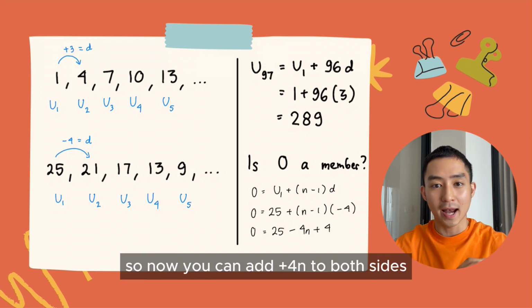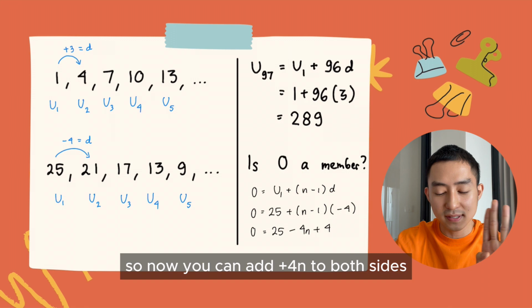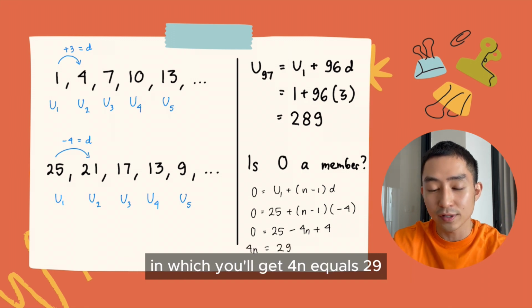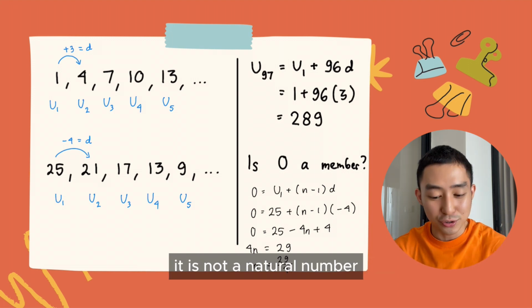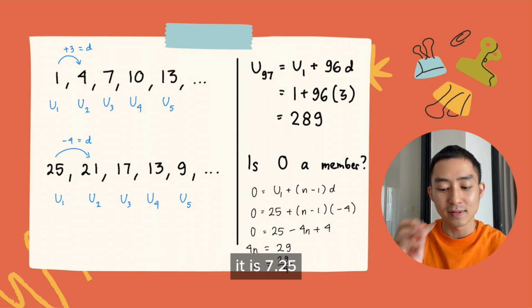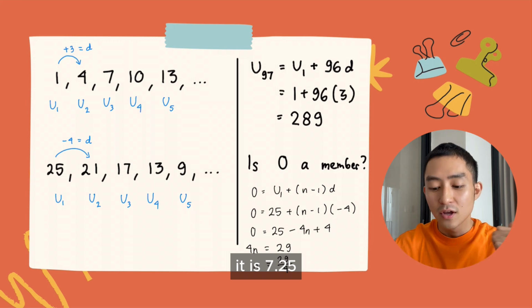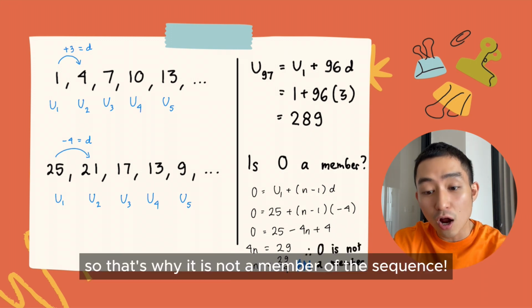So now you can add plus 4n to both sides, in which you will get 4n equals 29. And dividing that, 29 over 4, it is not a natural number. It is around 7.25. So that's why it is not a member of the sequence.